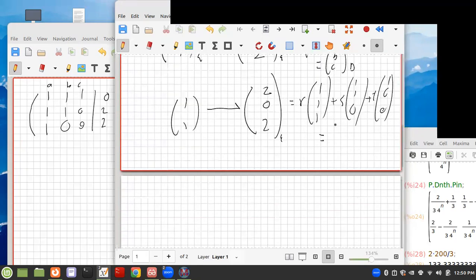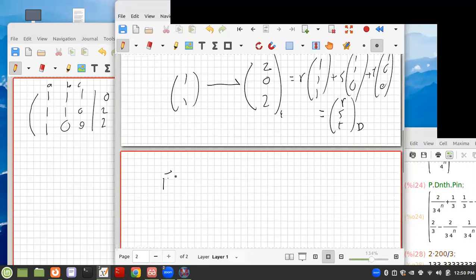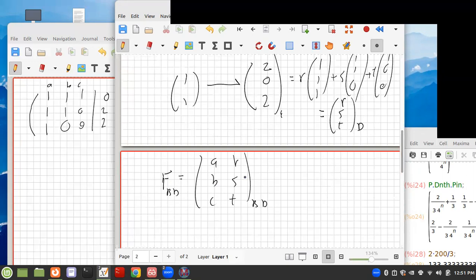And this would become RST in basis D. So the components of the expansion are then my matrix F in BD would be A, B, C, R, S, T. And it would be from B to D. So I'd have to put in a vector in basis B, multiply this, and I get out a vector in basis D. So that's sort of the worst case scenario for this, right?